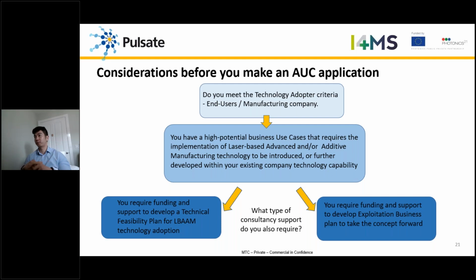So this is just a summary of the whole call, and the things to consider before you apply. The first thing, as Isabella mentioned before, is that you have to make sure that you meet the criteria of the company type that we have specified in the call. So it has to be an end user or a manufacturing company. In the help document, there is a definition of what we mean by end users and manufacturing companies, so please refer to that.